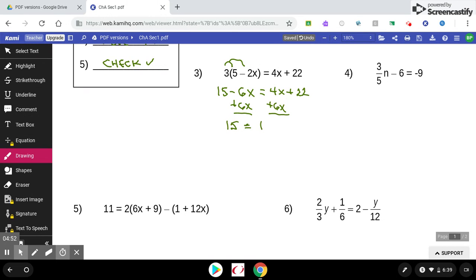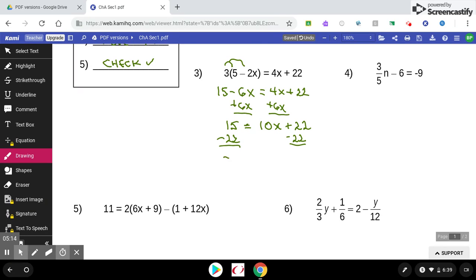Well, 4x and 6x total 10x, plus 22. Doesn't matter which side the x is on. Some people like it on the left side. Doesn't really bother me either way. So the next step is to always do add, subtract, and save the division for last.